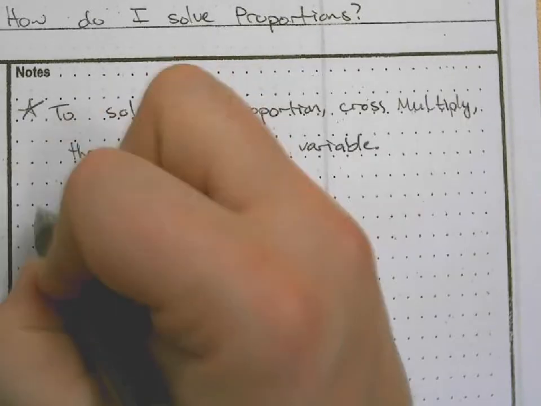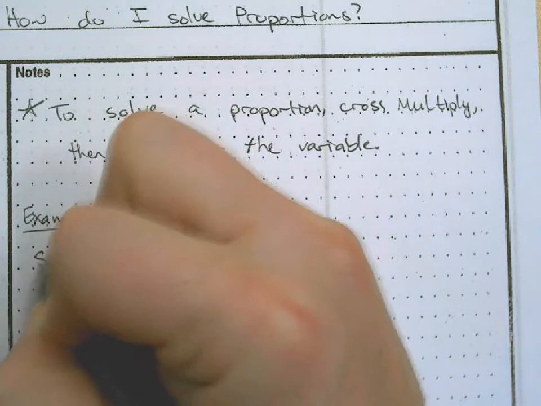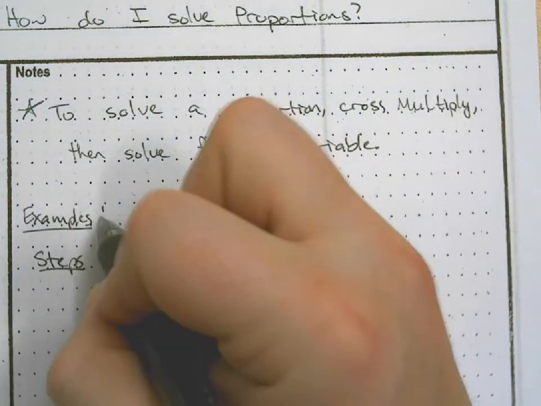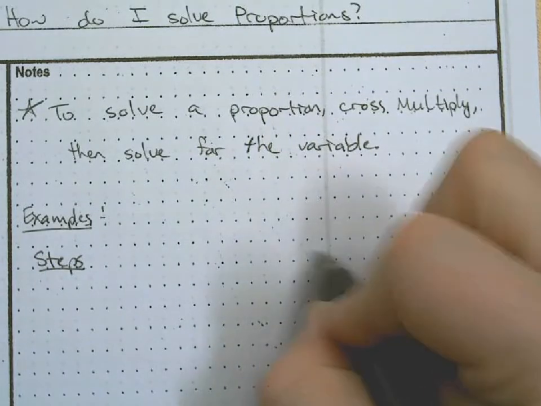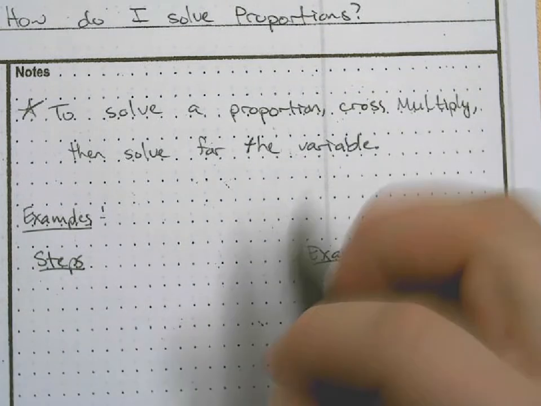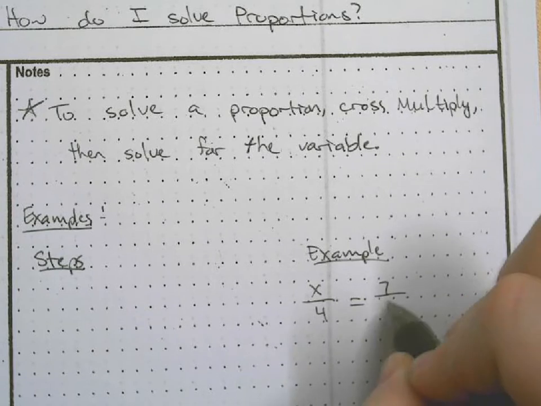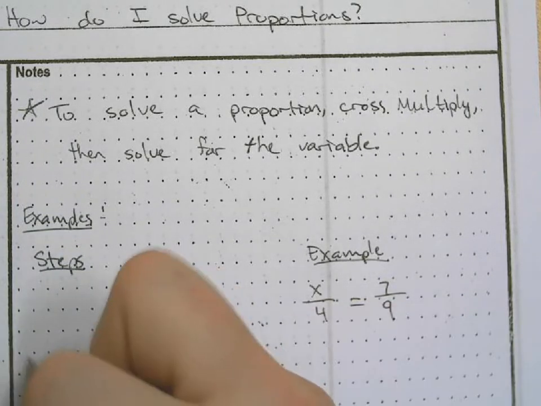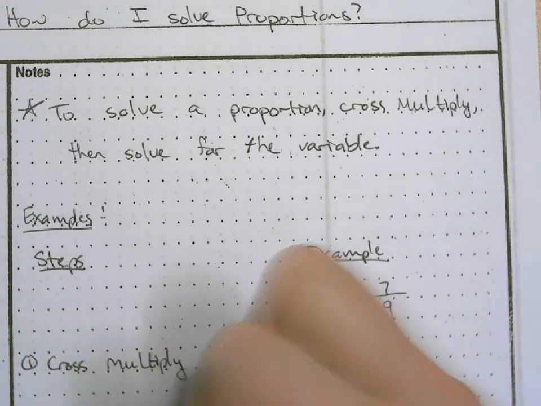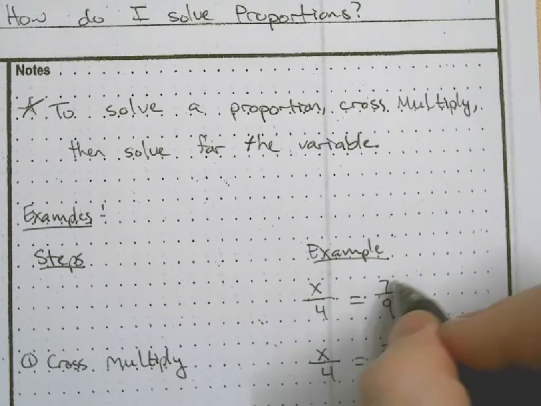Okay, so let's do our examples. Here are our steps. Here's our main example. So let's say I have x over 4 is equal to 7 over 9. So my first step is cross multiply. So I'm just copying the problem again. So it starts like this.